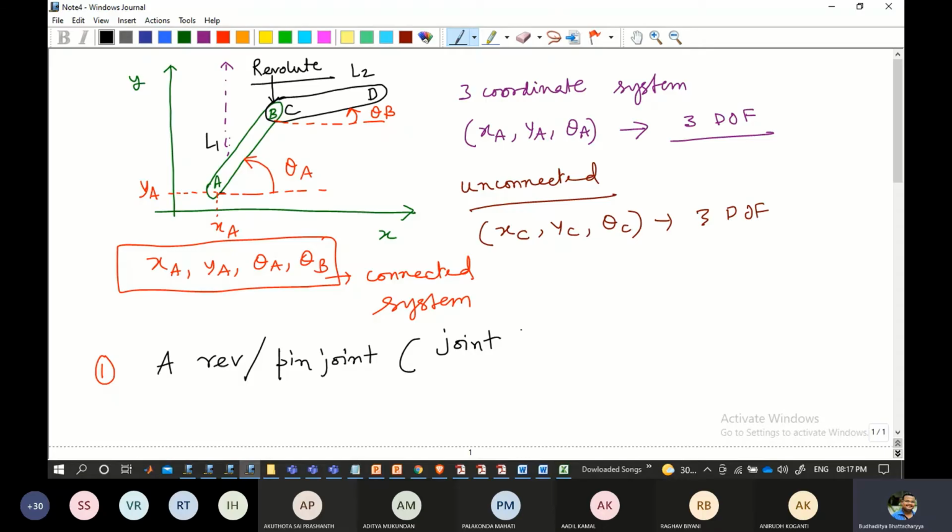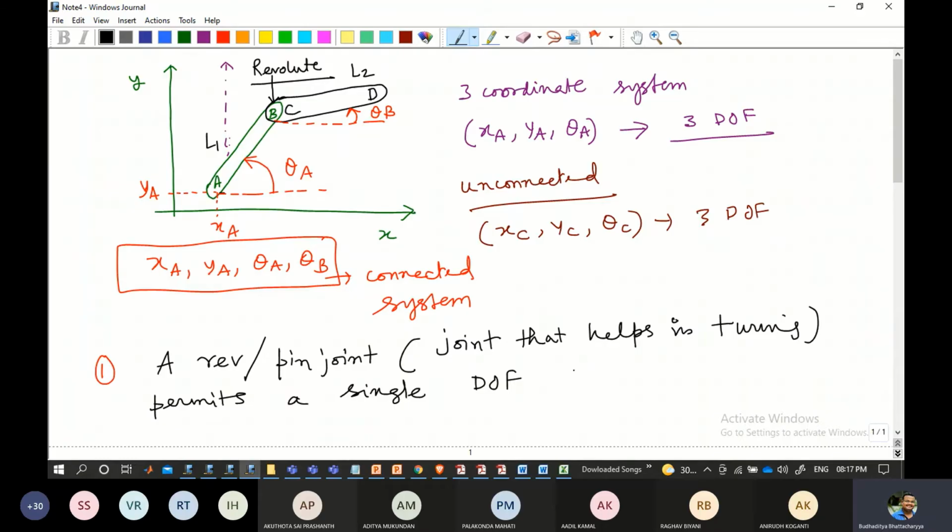It is a mechanical structure, but for our understanding, it is also needed. A joint that helps in turning, or rotation, something like this. So that is basically a pin joint. So a revolute or a pin joint permits a single DOF, because it is only rotation that it is allowing to happen between the links that it connects.